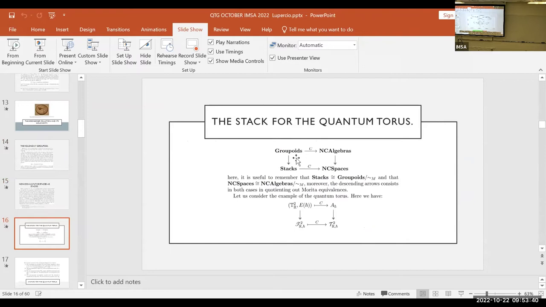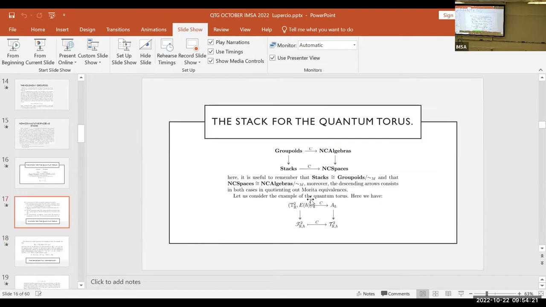Because we think that, for example, these foliations will have holonomy groupoids. The convolution algebra construction will give a non-commutative algebra. The groupoid equivalence class under Morita equivalence will give a stack. But we want stacks over the toric site, not just stacks over manifolds. And then non-commutative spaces: the convolution algebra is invariant under the Morita equivalence, and then you get the non-commutative space.